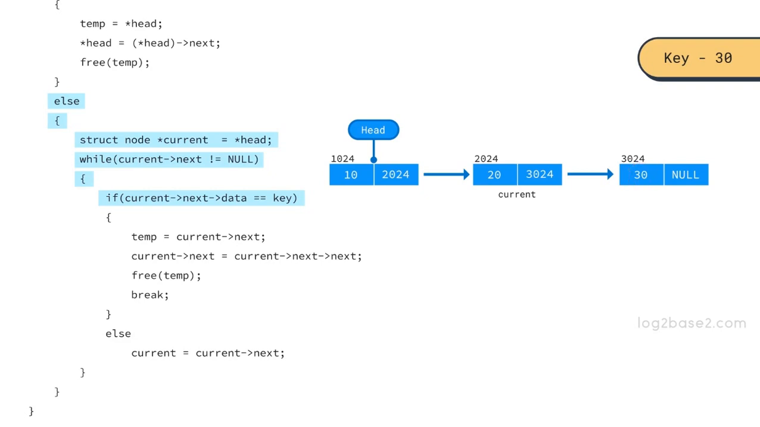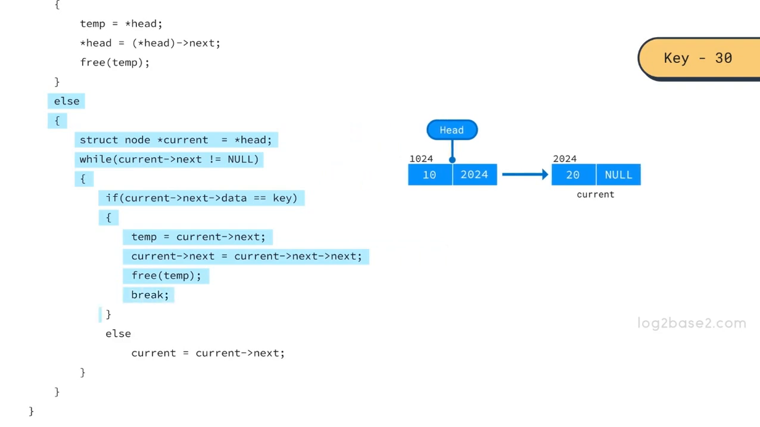So the if condition is true here, so back up the node at 3024 to temp. And what is current next next? Null. So that will be stored in current next. So it will no longer point to 3024 but there is only null in the next part. So it is removed from the linked list and we can free temp to free the space and we can break out of the loop.